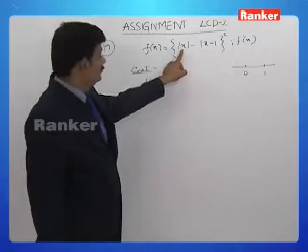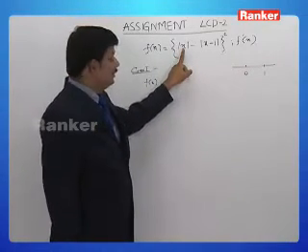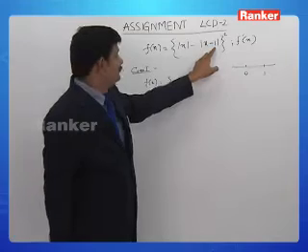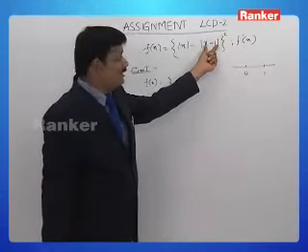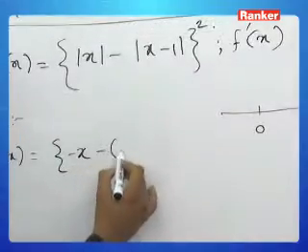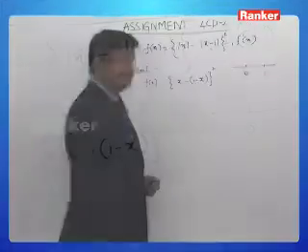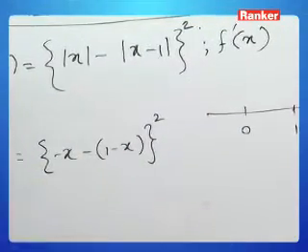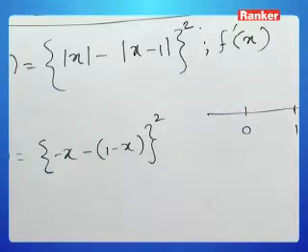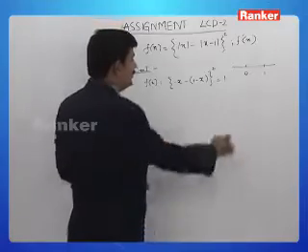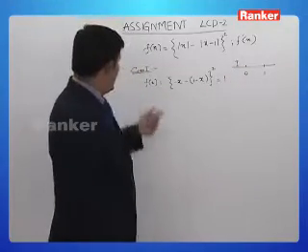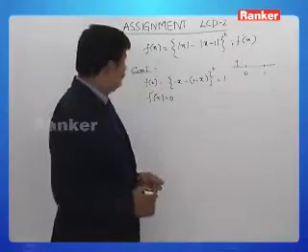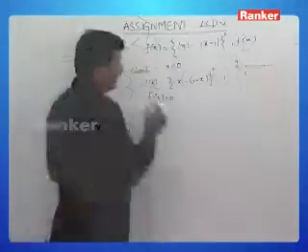mod x will be minus x, because x is negative. x is negative, so x minus 1 is also negative. So, mod x minus 1 is 1 minus x, whole square. Minus x, minus of minus plus x, x and x get cancelled. We are left with minus 1 whole square, which is 1. So, f of x is a constant function whenever x is less than 0, and derivative f dash x will be 0. So, whenever x is less than 0, f dash x is equal to 0.